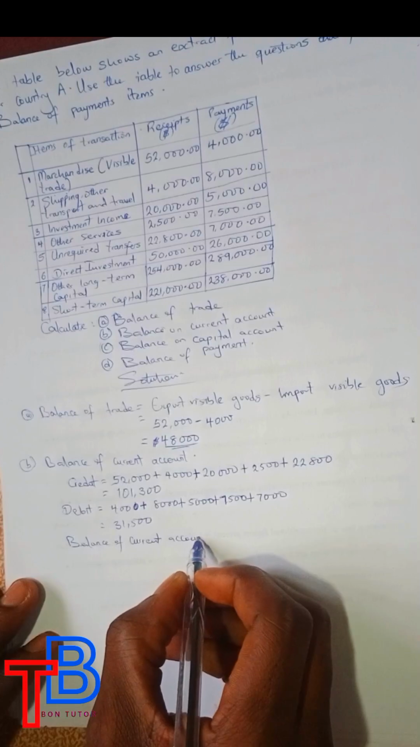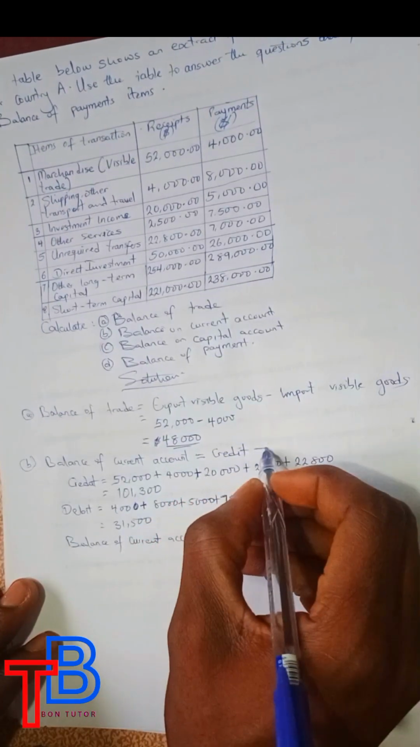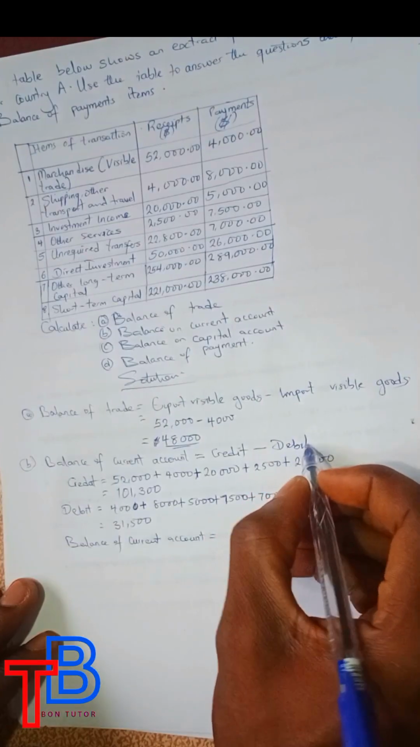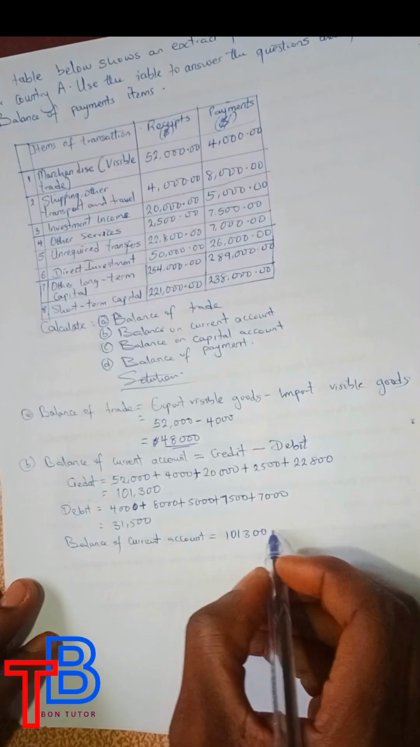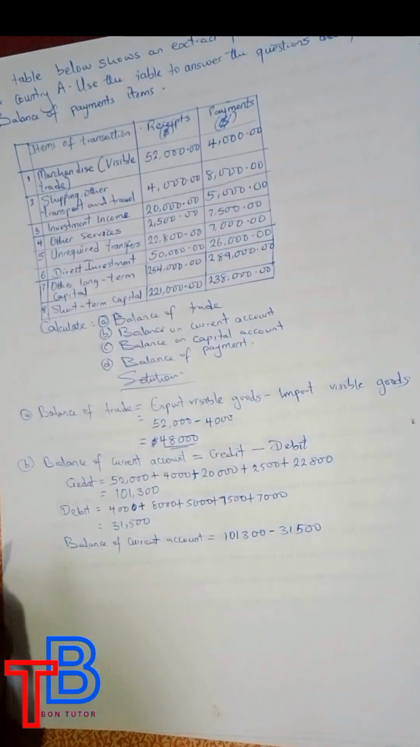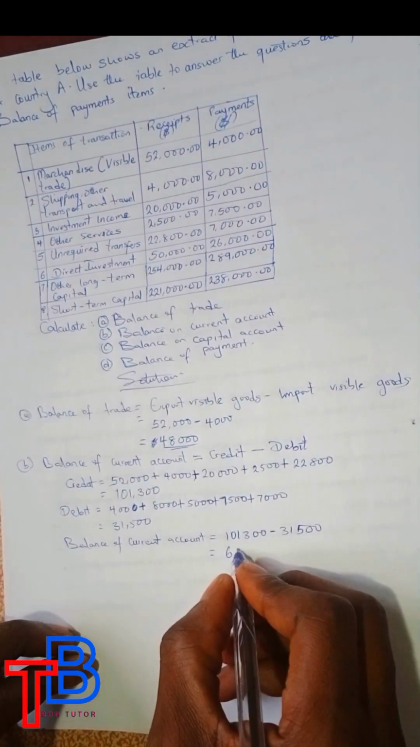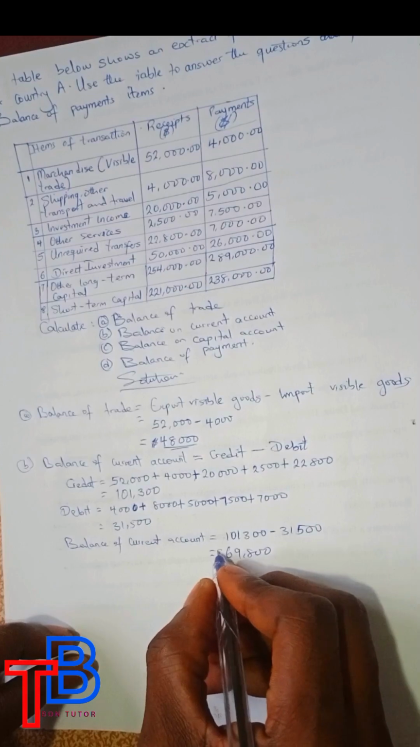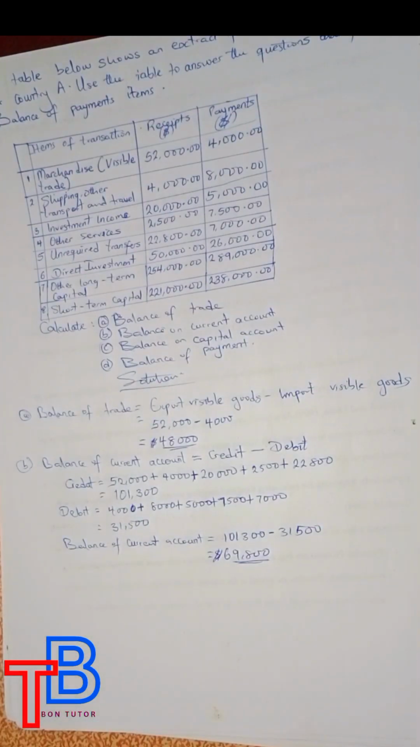So the balance of current account, which is equal to the credit minus the debit, will now be equal to 101,300 minus 31,500. So you have it to be $69,800, and that's your balance of current account.